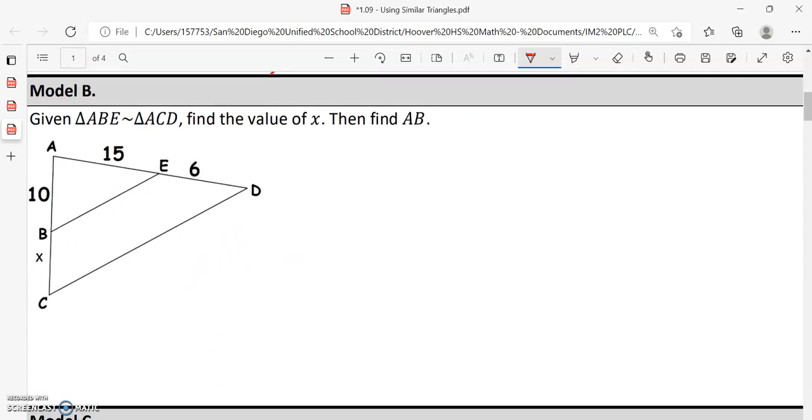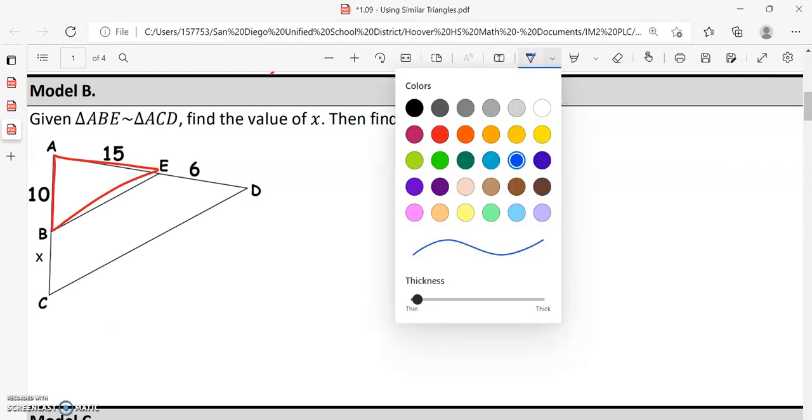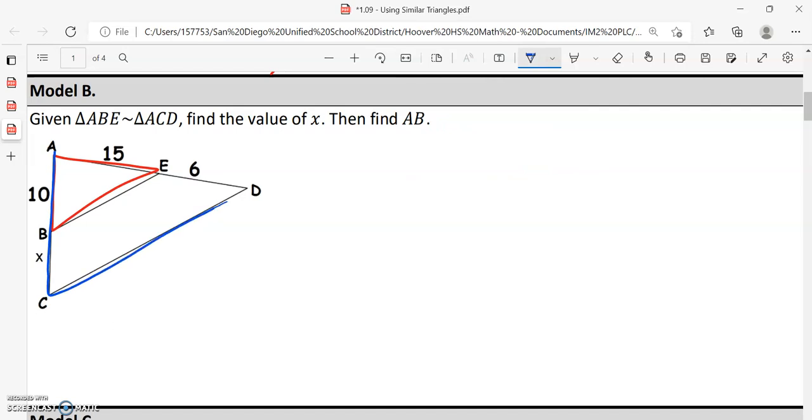Model B. All right. So given triangle ABE is similar to triangle ACD. So we have one triangle right here. And we have a bigger triangle on the outside. Now, you first want to recognize how far is A to D. Okay, I kind of covered the numbers up, so I'll erase it. From A to D, it is 15 plus 6, which is 21. And then from A to C, it is 10 plus X.